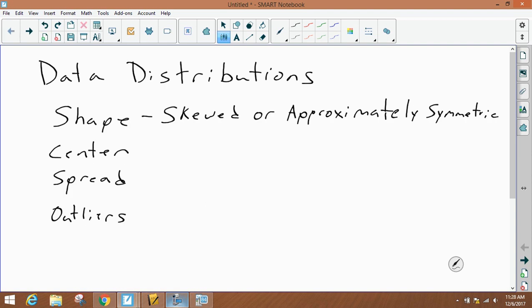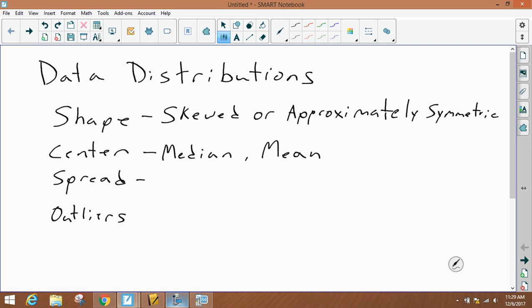Measures of center. Measures of center are your median and your mean. Those are the things that we use to measure the center. What's the average? Right? You want to know an average data value. You would either look at the mean, if your data is approximately symmetric, or if your data is skewed, you would use the median actually to describe what a typical score would be or something like that, right?